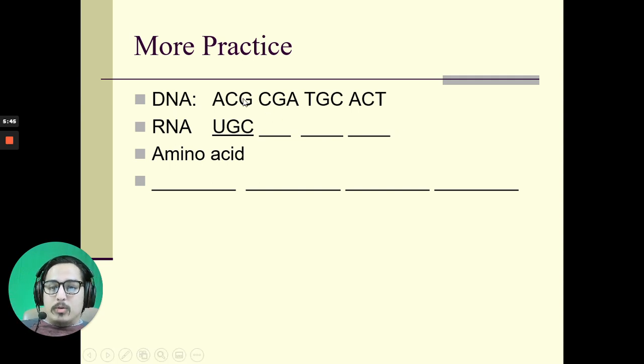Okay, so CGA is going to be GCU, right? Because you don't use T's anymore. T's are only for DNA. In RNA, there's no T's. And then here you go, ACG, and then here is UGA. Boom. We are done with the first step.